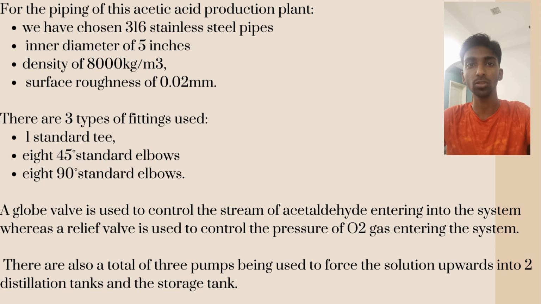A globe valve is used to control the stream of acetaldehyde entering into the system, whereas a relief valve is used to control the pressure of O2 gas entering the system. There are also a total of 3 pumps being used to force the solution upwards into 2 distillation tanks and the storage tank.